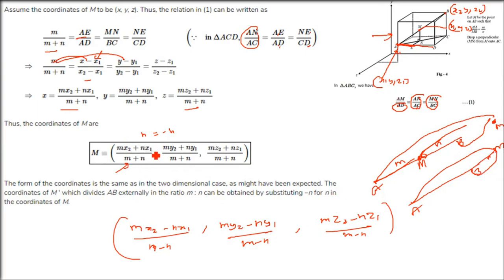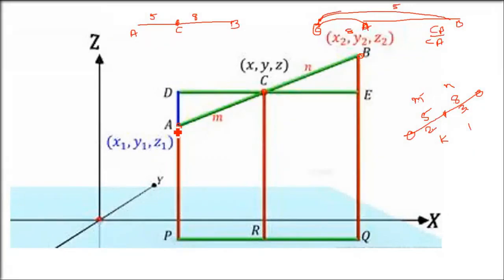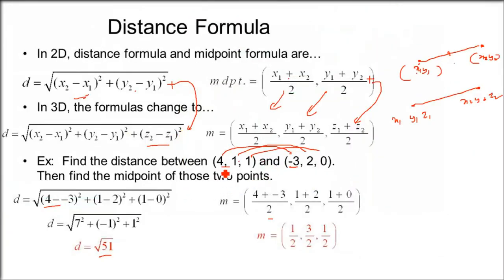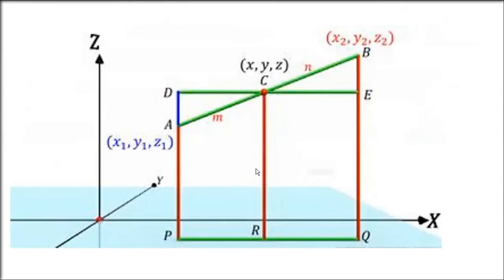One more thing, if m and n are equal, you will come to the midpoint. So this will be simply x1 plus x2 by 2, because m is 1 and n is 1. And then you have y1 plus y2 by 2, because m and n, you can put 1. So this is the midpoint.